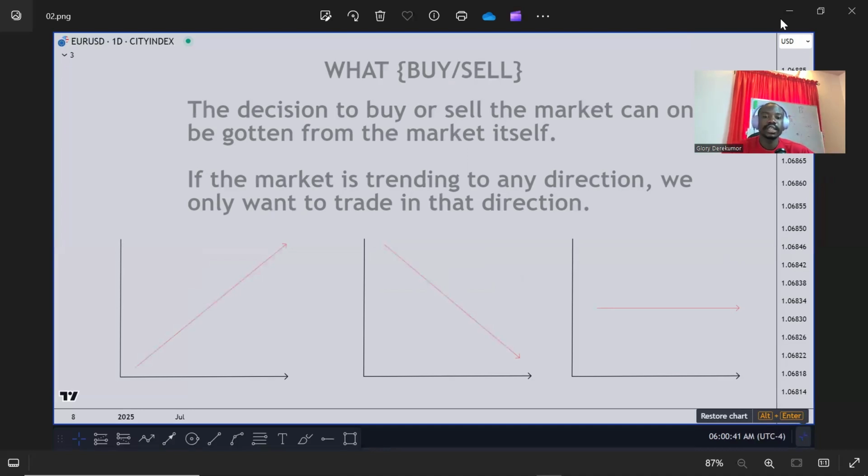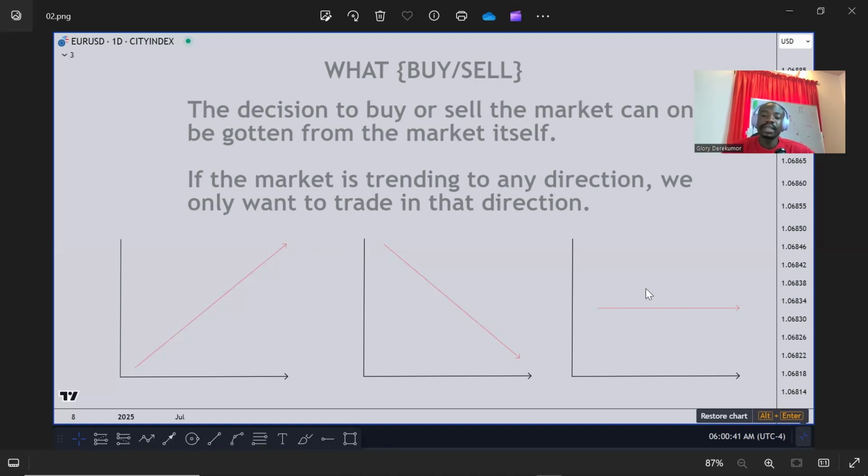So what you can see here is a depiction of a bullish market, a bearish market, and a ranging market. When the market is bullish, we know we want to be buying. There's no reason for us to be selling in an uptrend or in a bullish market. Now when the market is bearish, it means the price is descending. There's no reason for us to be buying in a downtrend, right? The highest probable scenario is for us to be buying in an uptrend and selling in a downtrend.